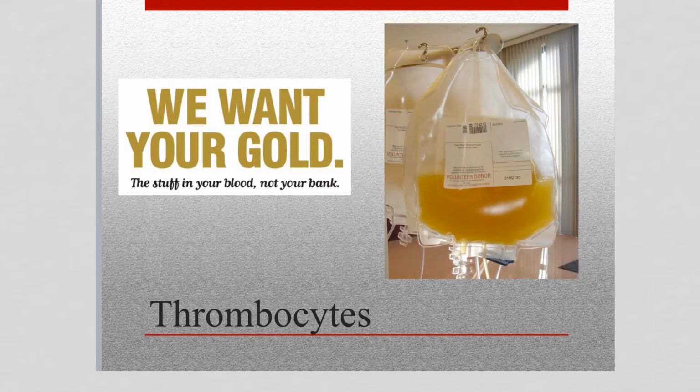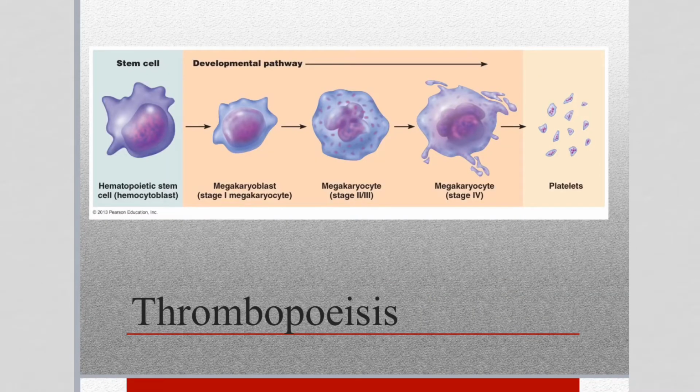So the last formed element we're going to take a look at are thrombocytes. Thrombocytes are platelets, and platelets are really just fragments of cells. They're not a true cell, and their job is blood clotting. The process of platelet formation is thrombopoiesis, and it's regulated by a hormone called thrombopoietin.